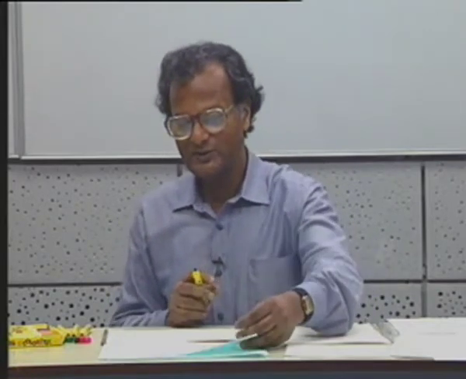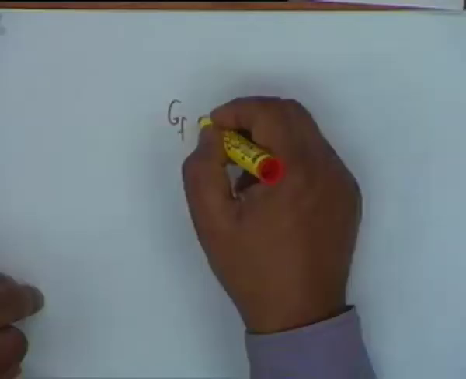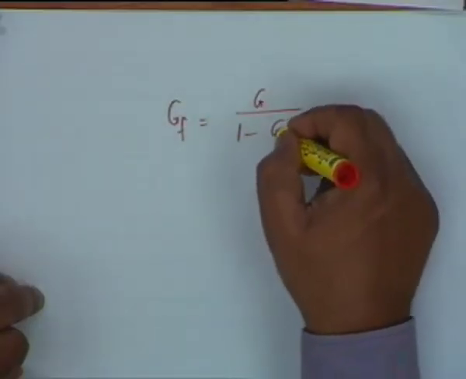Now, let us go back to this expression Gf equal to G by 1 minus Gh.